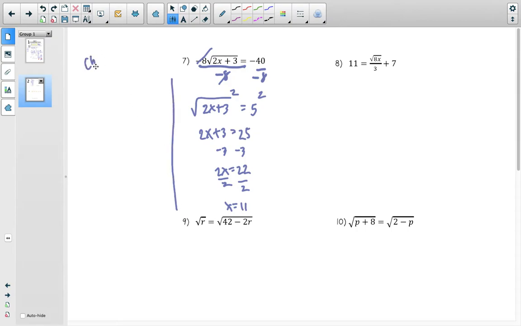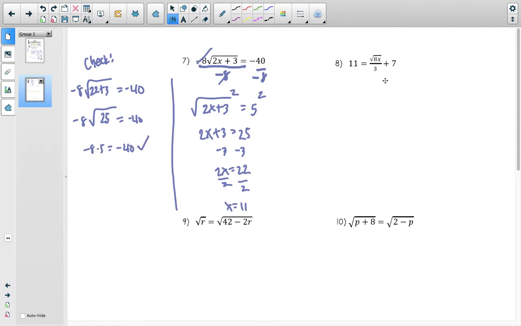Now we're going to check it. Okay, so we have negative 8 times the square root of 2 times 11 is 22, plus 3. Well, what's 22 and 3? It's 25. And what's the square root of 25? I just gave it to you, it's 5. And negative 8 times 5 equals negative 40, so we're good.